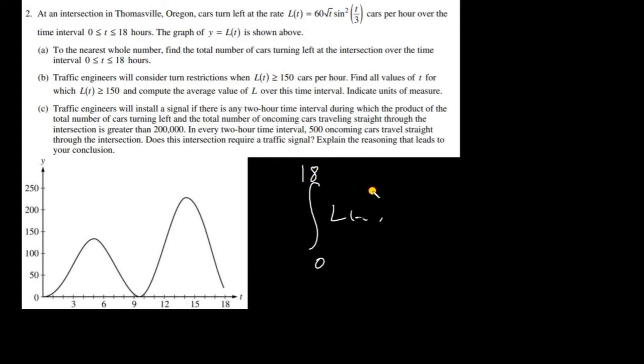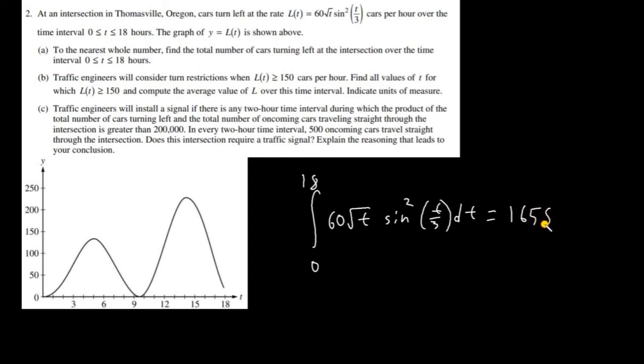And this time I'll actually write it out. So we'll be integrating from 0 to 18 of 60 square root of t sine squared of t over 3 dt, and this should give us the total number of cars over a long period of time. And the units check out as well, because cars per hour multiplied by hours give us cars. So if you put this in your calculator, you will get 1658 cars. Like so. This was a 2-point question, 1 point for the integral, 1 point for the answer.